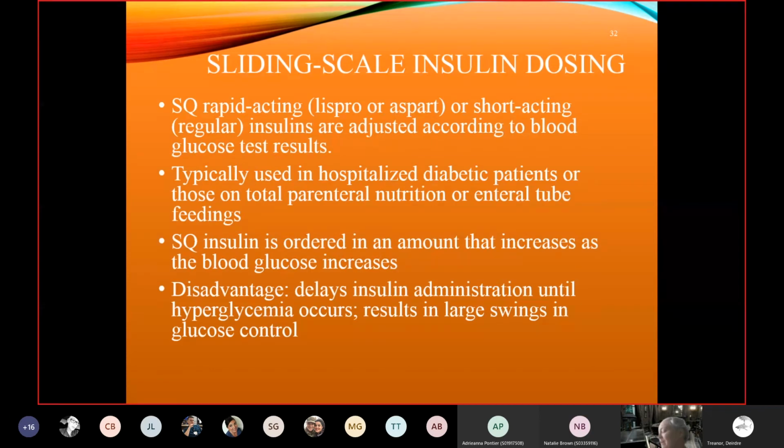Sliding scale, we talked about, is usually given in hospitalized patients. Even if a patient's on oral antidiabetics, they may have a sliding scale because they want to make sure they control their blood sugars, because diabetes can delay healing.